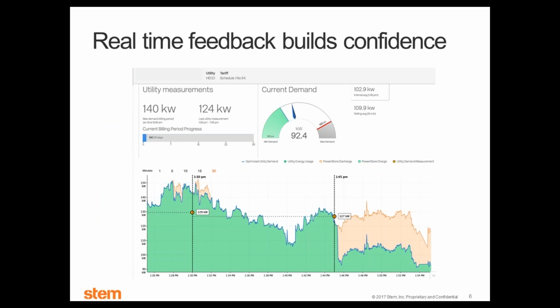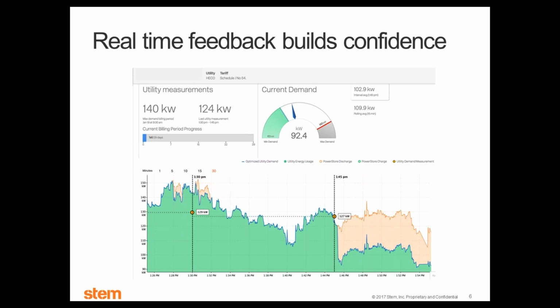Oh, last one here is the real-time feedback. This is also kind of where we're at, where does the rubber meet the road? Where are we right now today? We can show the utility the site-by-site feedback during the event, but we're not yet able to show them the fleet response feedback. However, we can see it in our own operations center, and we just haven't hardened it yet.